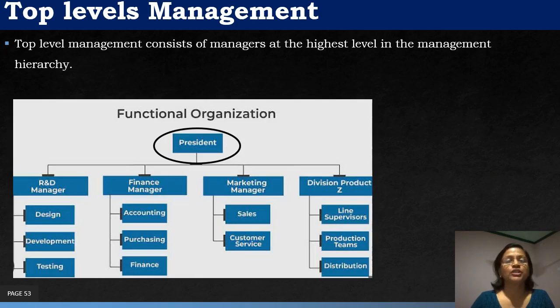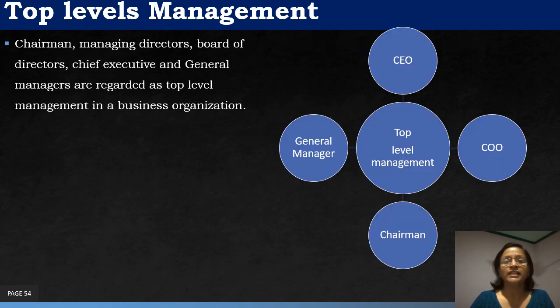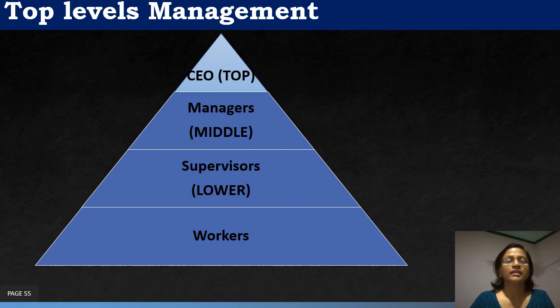Top level management. Top level management consists of managers at the highest level of management. Here, the president is considered to be in the top level management. There are other names for top level management, for example, Chief Executive Officer, Chief Operating Officer, Chairman, or General Manager. It is known as top level management because it has the topmost position in the hierarchy of the organization.